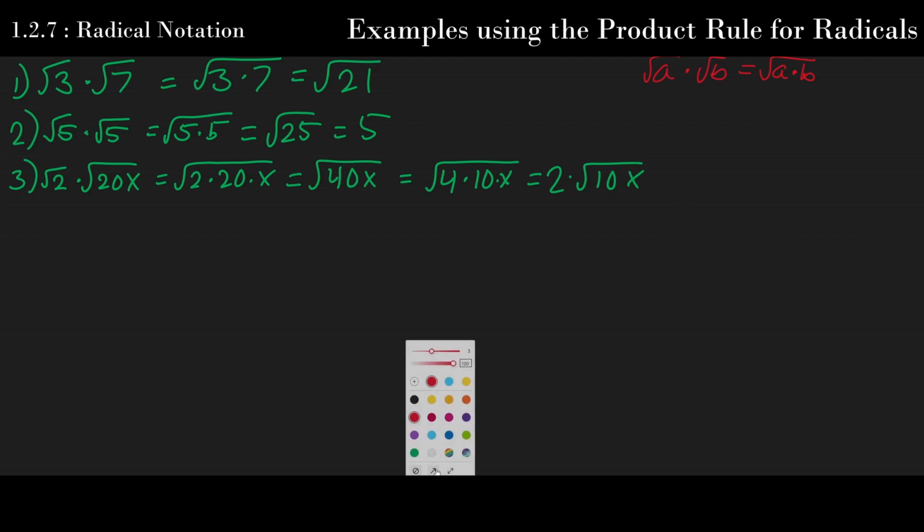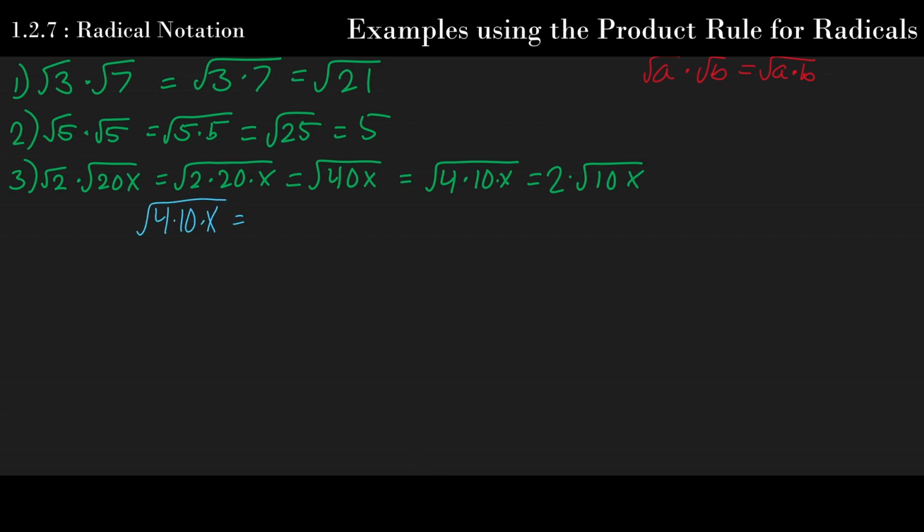To see why that worked, simply go backwards from the proof. For example, we had 4 times 10 times x under the radical. We can work backwards from the proof and have the square root of 4 times the square root of 10 times the square root of x. Remember, just as a product of radicals is a radical of products, a radical of products is also a product of radicals. So we can easily solve this as 2 times the square root of 10 times the square root of x, which simplifies to 2 times the square root of 10x.